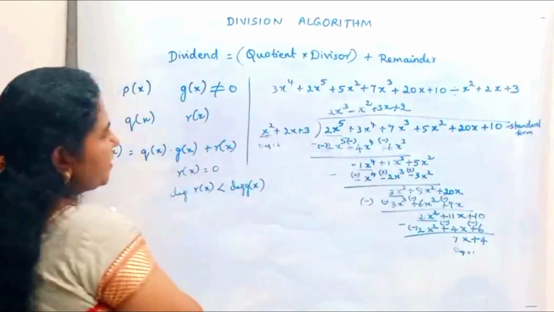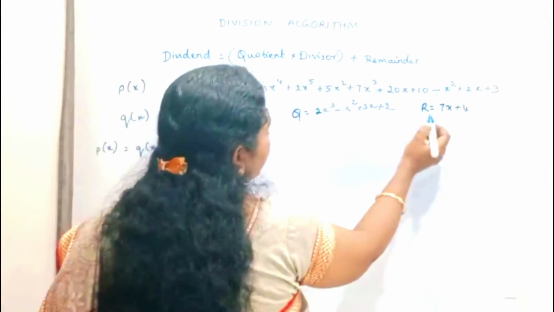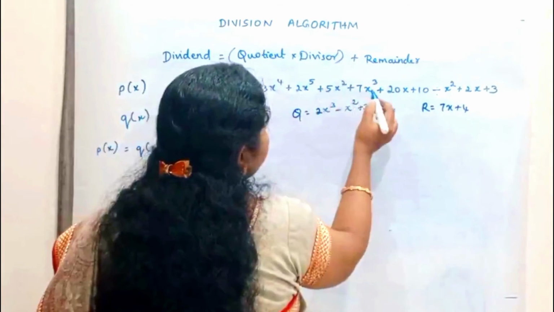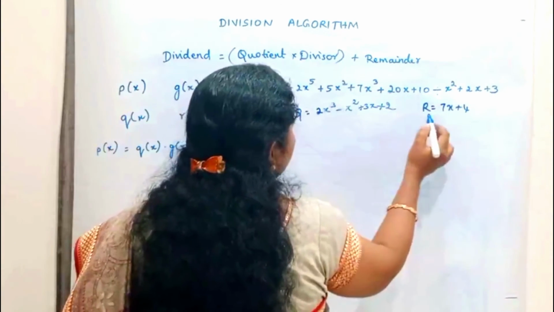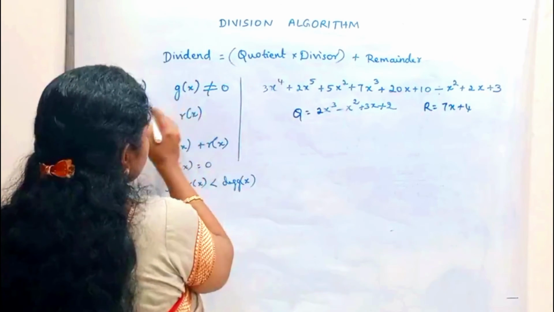So here the degree of the quotient will be equal to the degree of the dividend minus the degree of the divisor. Okay, now I have written the quotient and remainder here. So this is the dividend, this is the divisor, quotient and remainder. So now here this p of x and g of x are given.